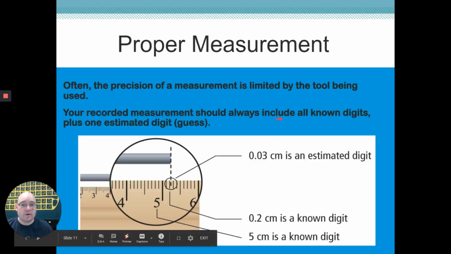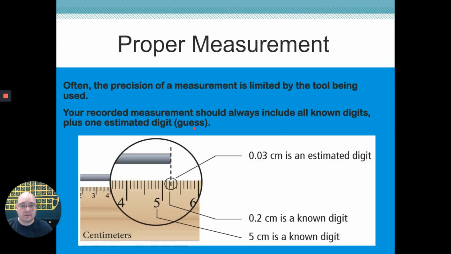Our measurement should always include all known digits plus one estimated digit, because you'll see here that the line showing where this is, it's actually past the 0.2. It's not on the 0.2, but it hasn't made it to the 0.3. So we're going to make a guess. Now here we've made a guess of 0.3. Now that guess is going to be somewhere between 0.01 and 0.09. So you make a guess.